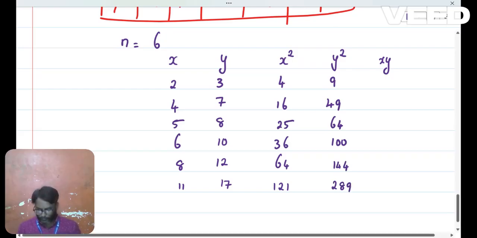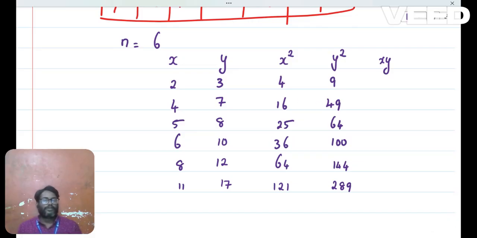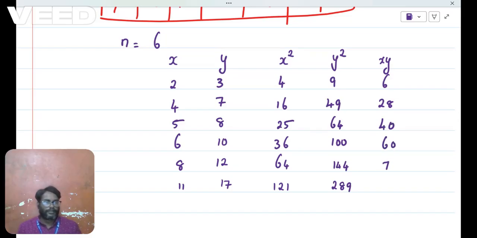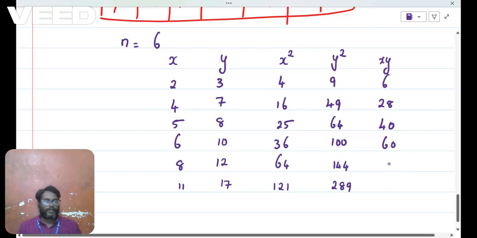Next, we need to compute the value of xy. So 2 threes are 6, 4 sevens are 28, 5 eights are 40, 6 tens are 60, 8 twelves are 96, and 11 into 17 is 187.